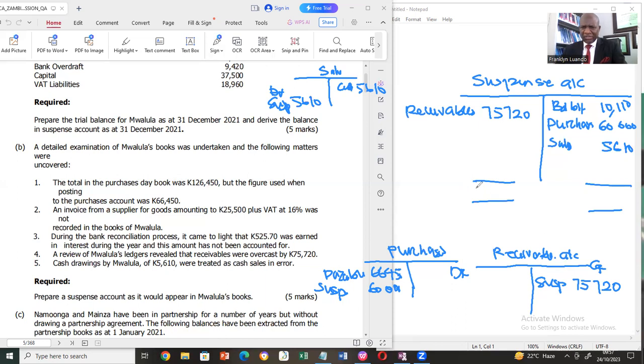There we have 75,720. It also agrees, 75,720. We have cleared the suspense. So we have addressed both questions, preparation of the trial balance and preparation of the suspense account. So for today, we can end here.